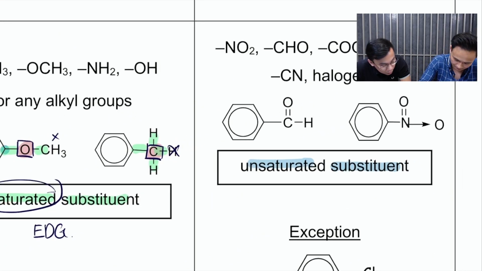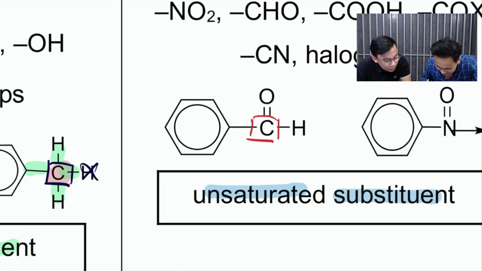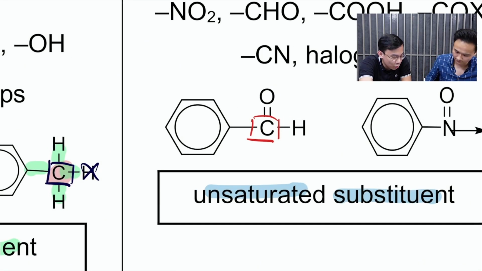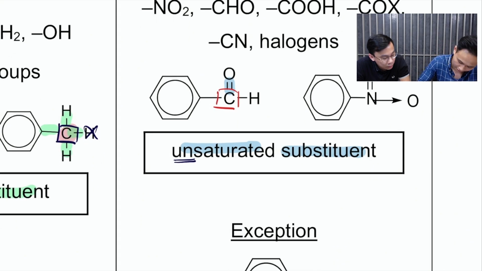Okay? Now, so Yap Chen, you're going to do the same thing here. Go to the atom that is directly bonded to the benzene ring. Which atom is that? This C. Very good. This is the atom that is directly bonded to the benzene ring. Any double bonds on it? To the O. Yes. So do we still call this a saturated substituent? No. We call this unsaturated. And because it's an unsaturated substituent, we call this an electron withdrawing group.